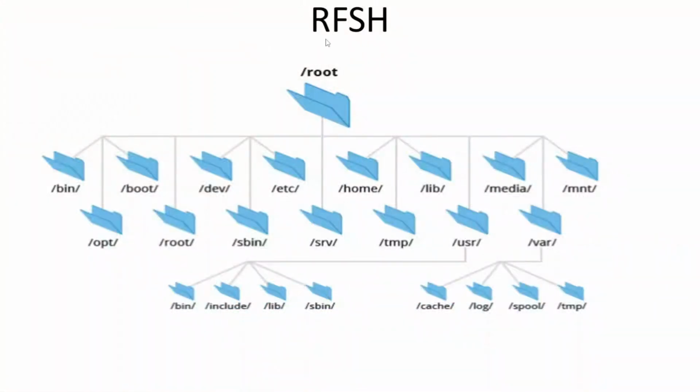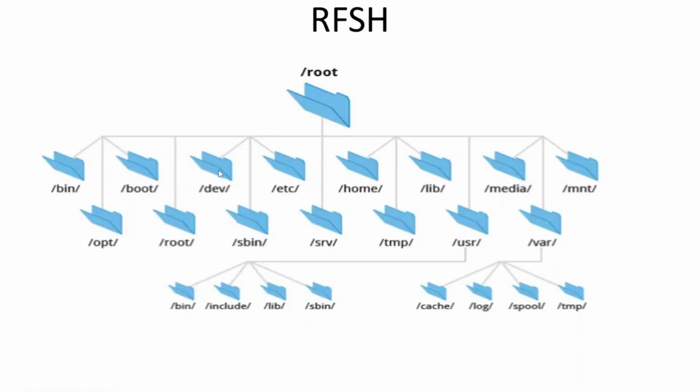Understand the root file system. Slash is the root directory. From the root, we can see all directory structures. In the bin folder, all user related programs, ls, mv, cp, whatever we have seen, are available. In the boot folder, all bootable modules are stored.